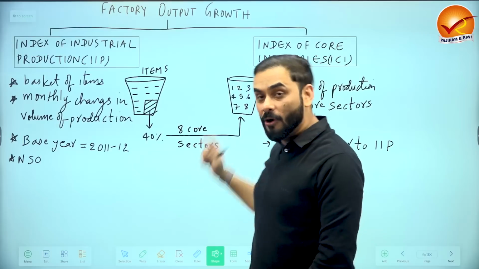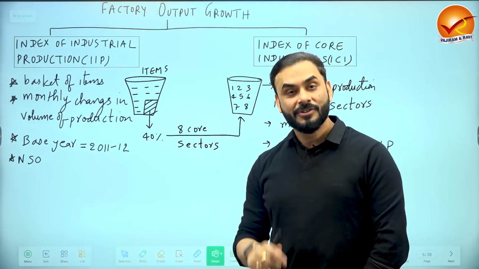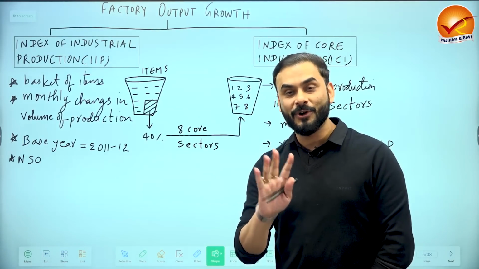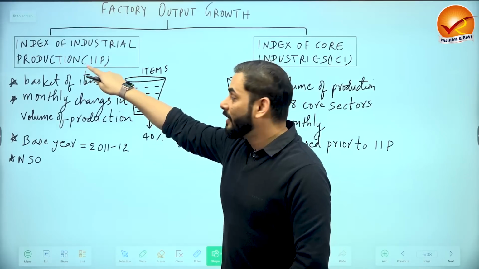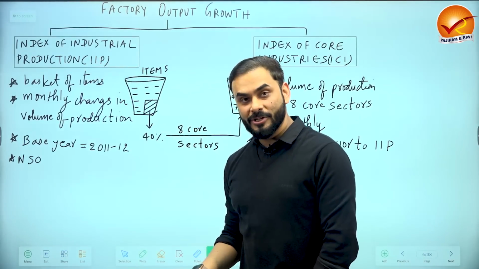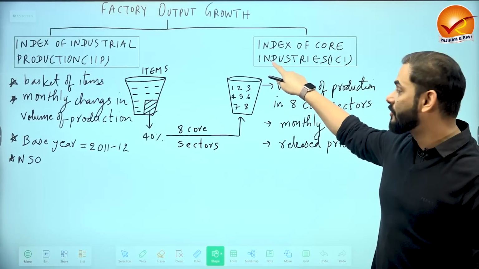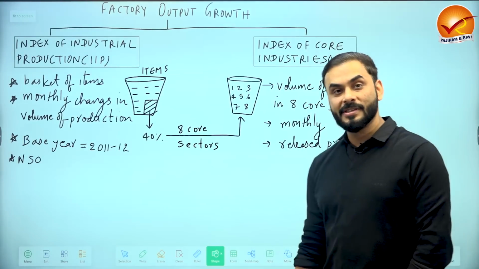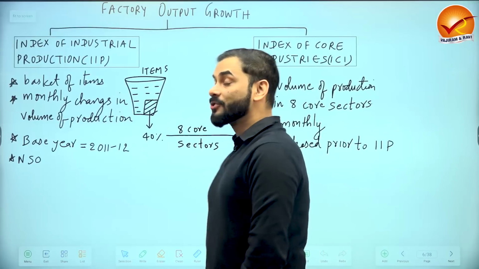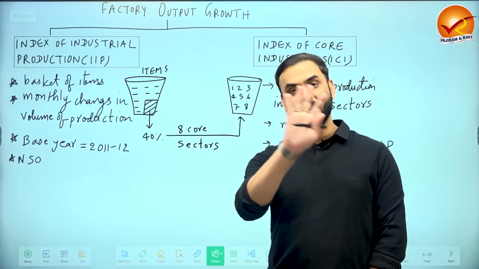This is called as factory output growth. How do you measure if industries are producing enough of goods or not? One way to measure is called as Index of Industrial Production, IIP, and the second way to measure the output of industries is Index of Core Industries, ICI. Now, what is Index of Industrial Production? I'll give you a very simple explanation.